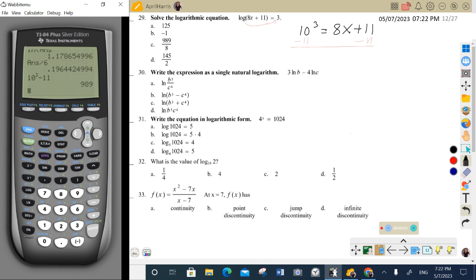And that gives me 989 equals 8x. And then I'm going to divide by 8. And I get 123.625 equals x. But then I notice my answers aren't decimals, there's fractions, so I'm going to hit math, enter, enter. So it's 989 over 8.